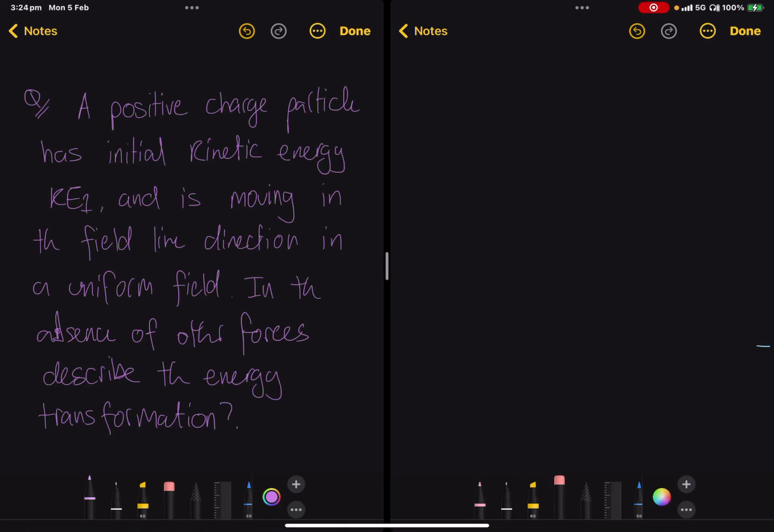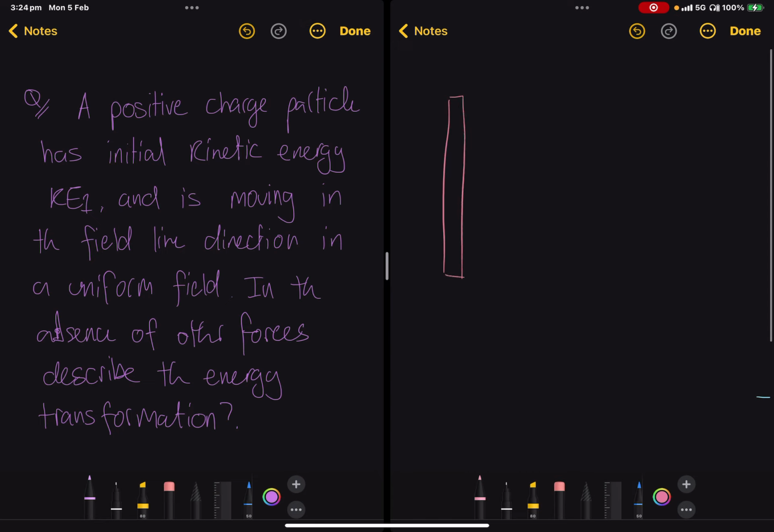Okay, so here we have another question from the electromagnetics topic. A positive charge particle has initial kinetic energy Ke1 and is moving in the field line direction in a uniform field. In the absence of other forces, describe the energy transformation. Okay, so let's draw a diagram and let's think about what's happening here.